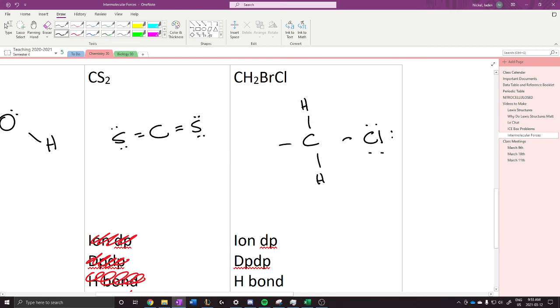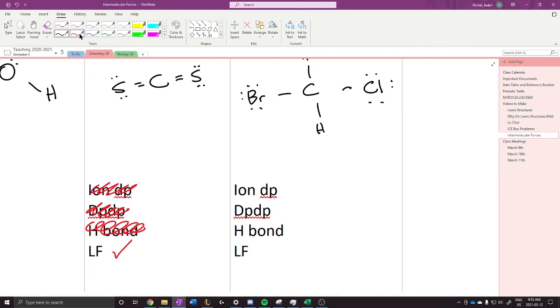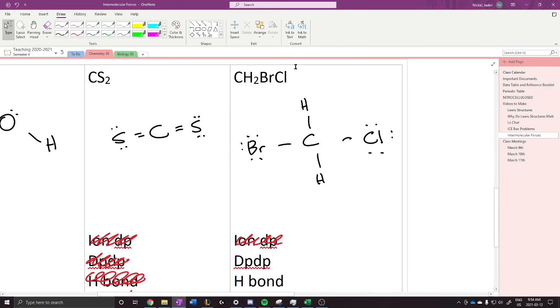H, Br like this. It doesn't matter what side you draw them on. You could draw the 2 hydrogens on one side. And actually, I'm going to flip that once I show you the example here. What we're looking for here: do we have an ion? No, we do not. So we don't have ion dipole. Is this molecule polar? We can clearly see that it's asymmetrical because there's a bromine versus a chlorine.